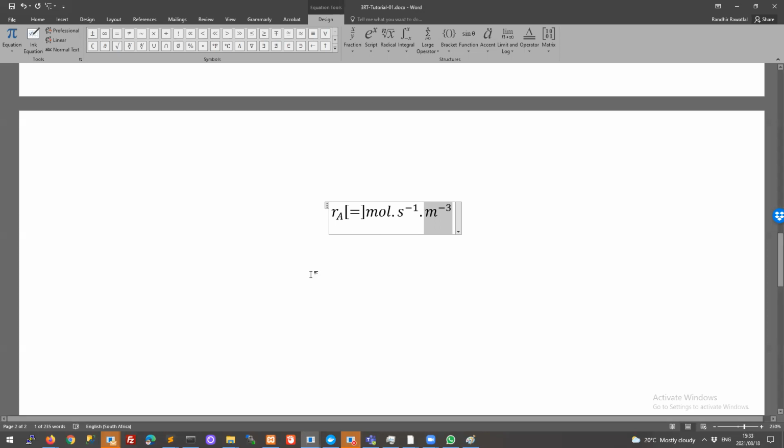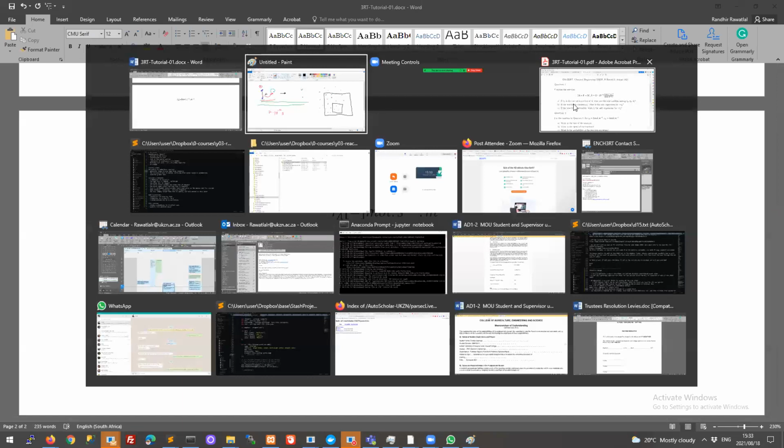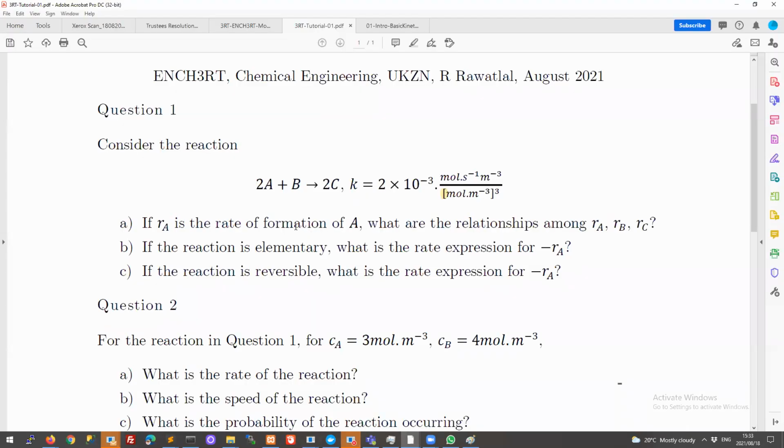So in fact, let's look at the question again. If RA is the rate of formation of A, then what are the relationships between RA, RB, and RC? And of course you can see here, you've got 2 of A reacting with 1 of B. So what does that mean in terms of these rates?